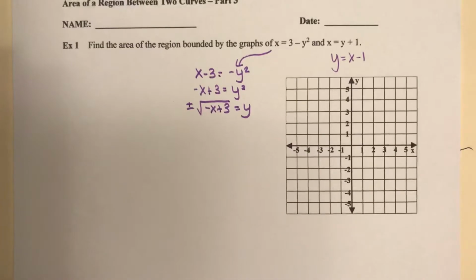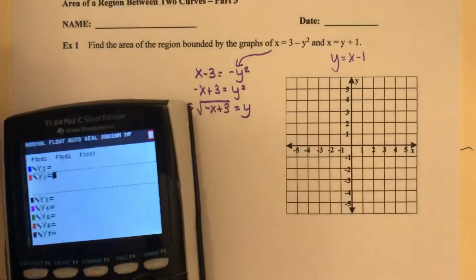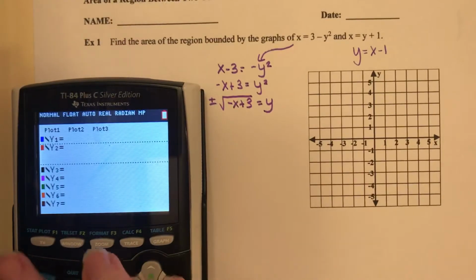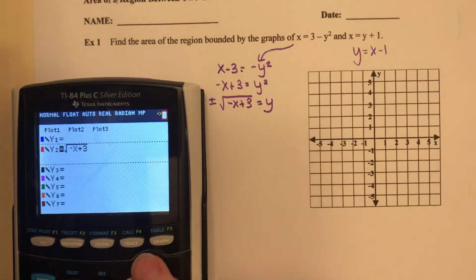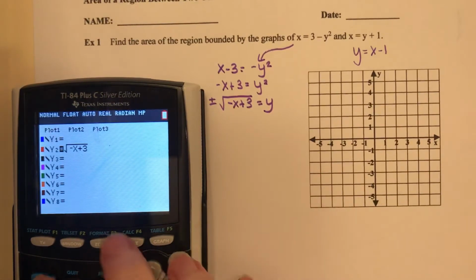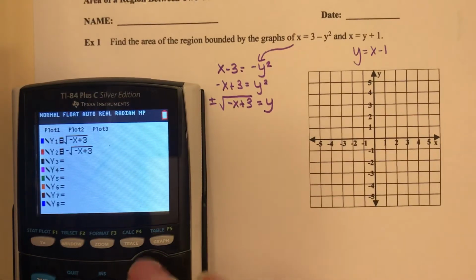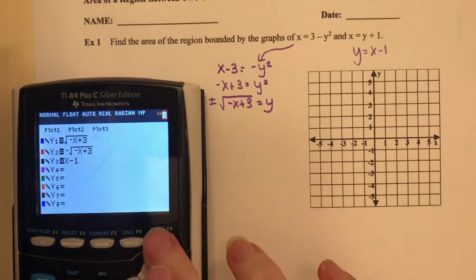So I'm going to go to my calculator. I'm going to graph those in. That's 3 lines because of the plus or minus. So in line 1, I'm going to do the positive square root of negative x plus 3. In line 2, I'm going to do the negative square root of negative x plus 3. And then I've got x minus 1 as my third line.